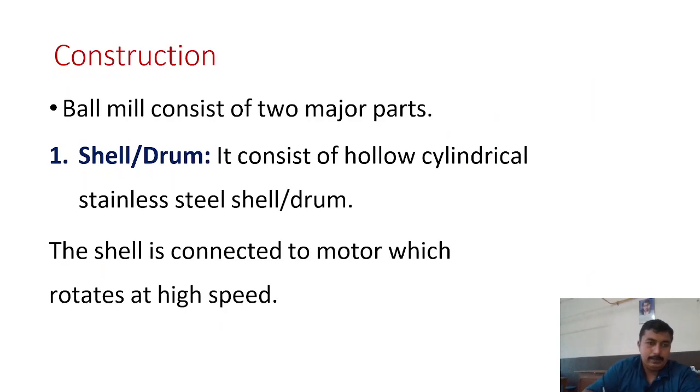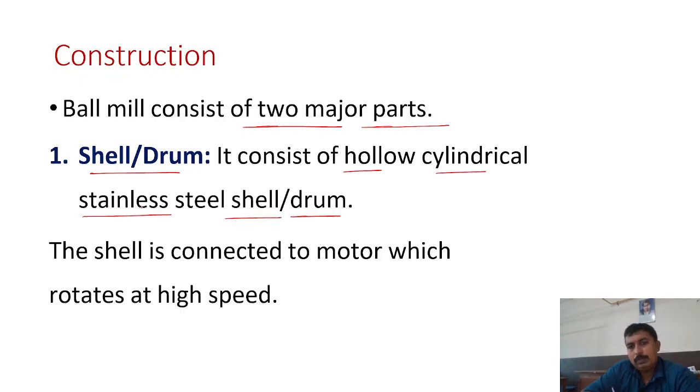Let's see the construction. It consists of only two major parts. Which are the two major parts? The first part is a shell or a drum. The shell or drum is a hollow cylindrical stainless steel shell or drum. The balls are made up of stainless steel. In addition to this, the drum is also made up of stainless steel.